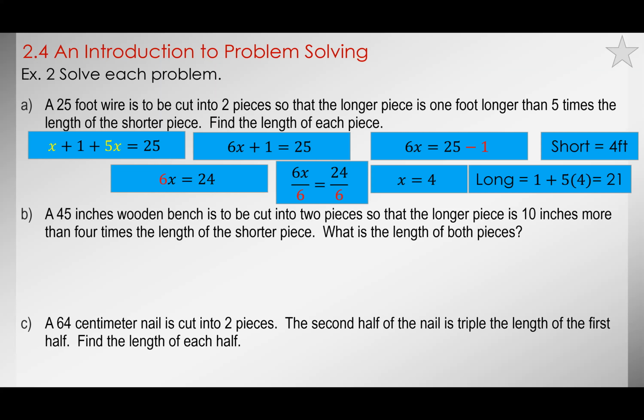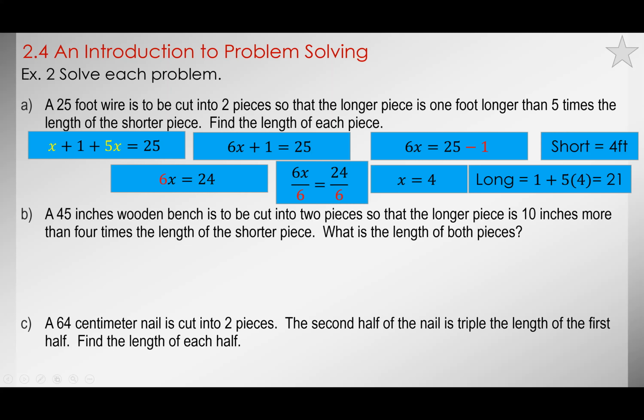Same idea goes with B. If you look at B, I will help you set it up, and I will let you guys do C by yourself. The 45-inch wooden bench is to be cut into 2 pieces, so that the longer piece is 10 inches more than 4 times the length of the shorter piece. So do we know the length of the shorter piece? We don't. That's why it's our x, right?